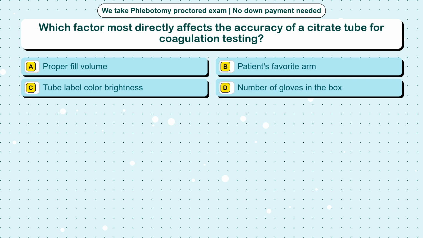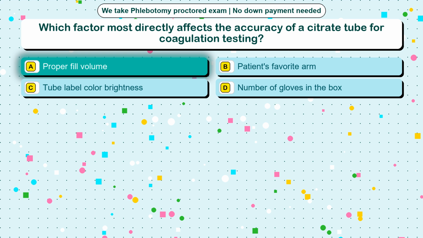Question 47. Which factor most directly affects the accuracy of a citrate tube for coagulation testing? Option A, proper fill volume. Option B, patient's favorite arm. Option C, tube label color brightness. Option D, a number of gloves in the box. The correct answer is option A, proper fill volume.